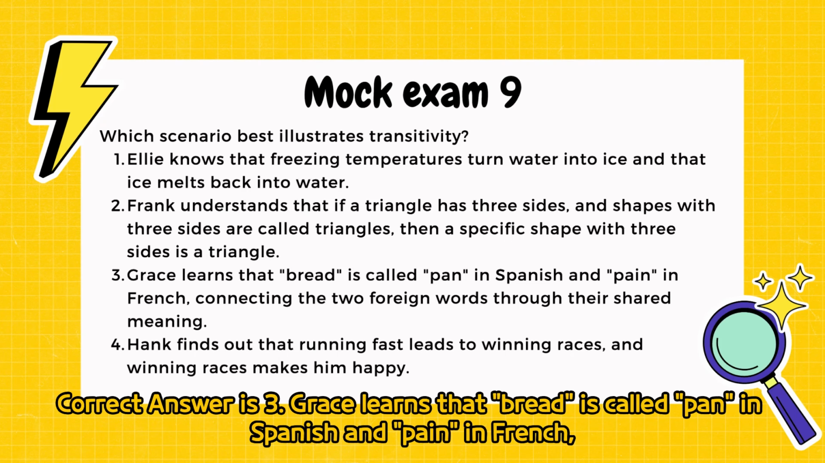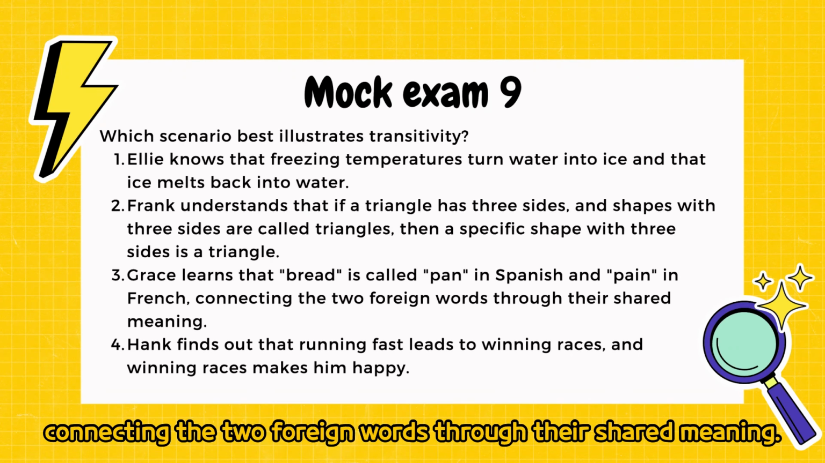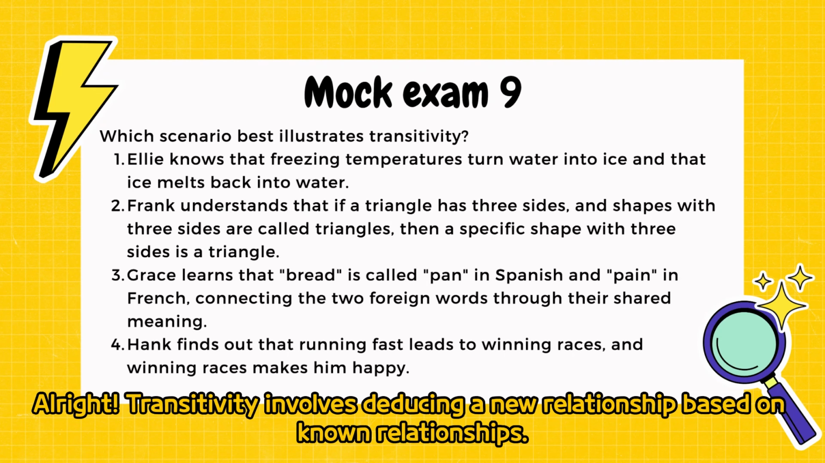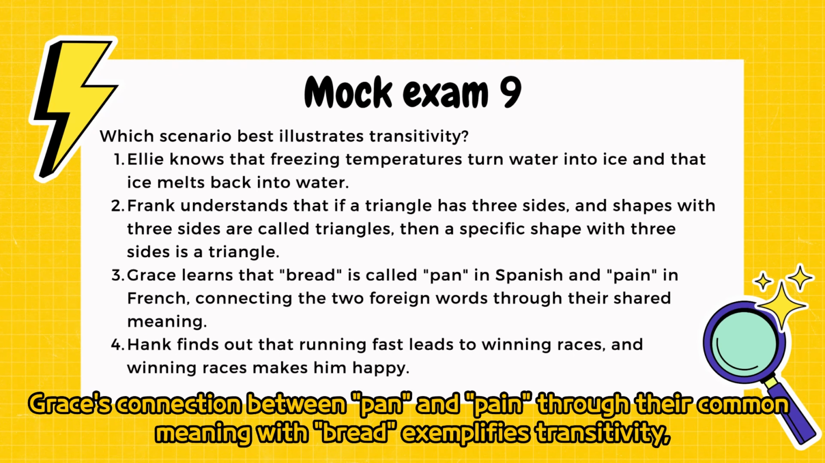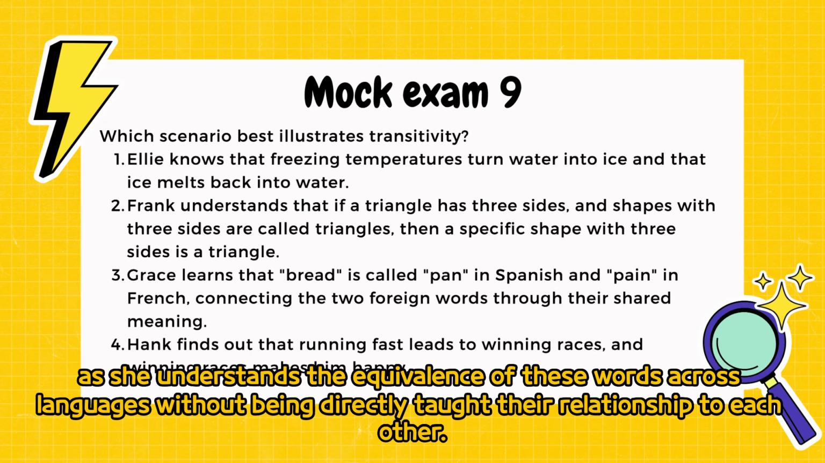Correct answer is 3. Grace learns that bread is called pan in Spanish and pain in French, connecting the 2 foreign words through their shared meaning. All right, transitivity involves deducing a new relationship based on known relationships. Grace's connection between pan and pain, through their common meaning with bread, exemplifies transitivity, as she understands the equivalence of these words across languages, without being directly taught their relationship to each other.